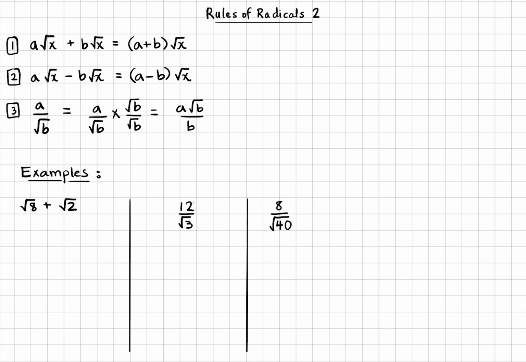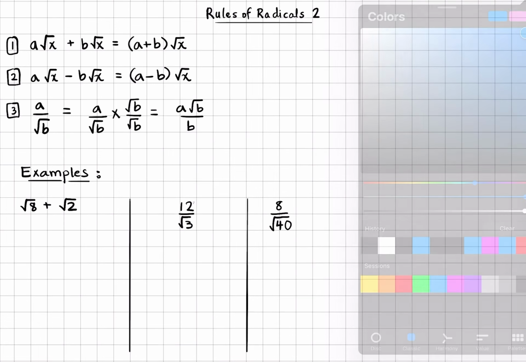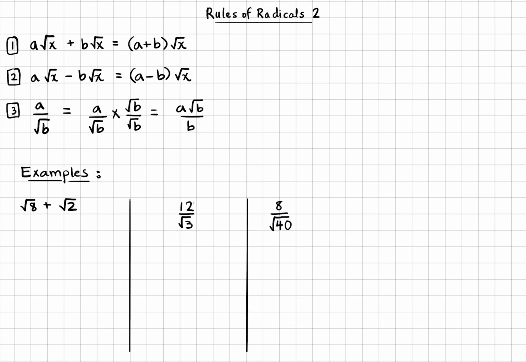One of them, the first one, deals with addition of radicals. It might look complicated, so if I just read it out loud, a root x plus b root x equals a plus b root x. But this is actually a very simple rule. If I put it in numbers, it would look like this: 2 root 2 plus 3 root 2 equals 5 root 2.